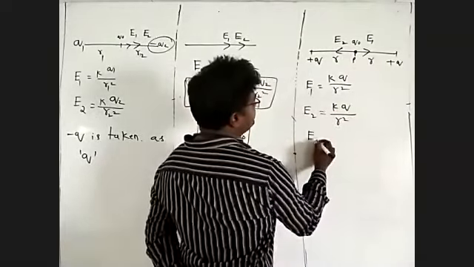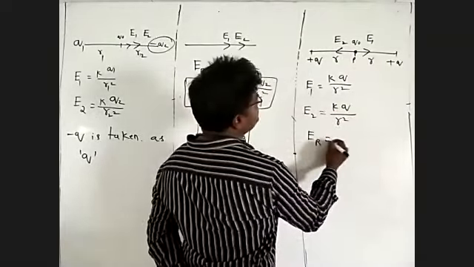Now the resultant electric field is equal to E1 minus E2, or otherwise E2 minus E1. So what is E2 minus E1? KQ by R squared minus KQ by R squared. What happened? The resultant electric field at point P is equal to 0. The resultant electric field is 0 at the midpoint.